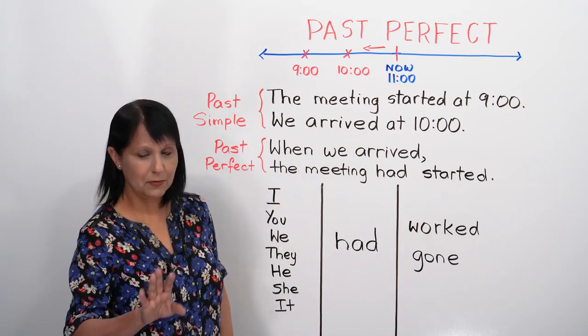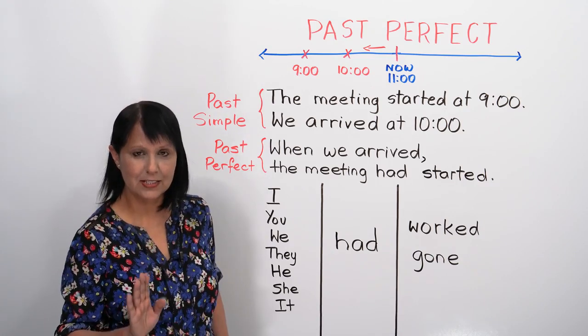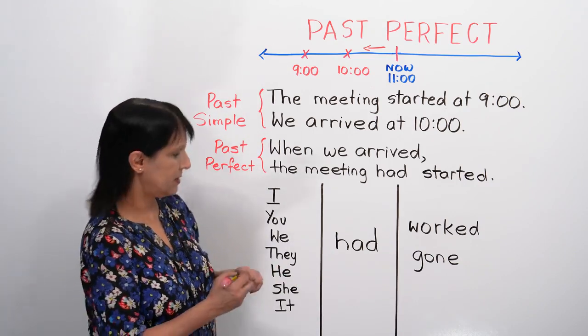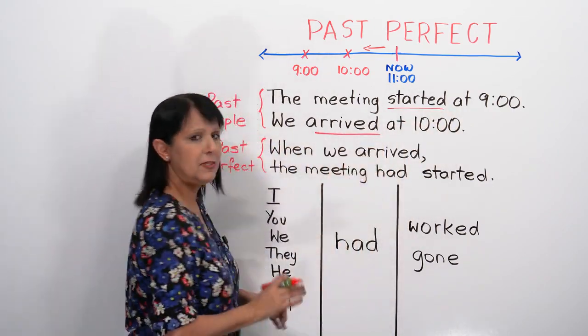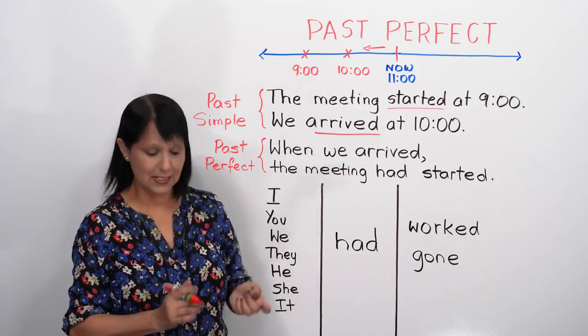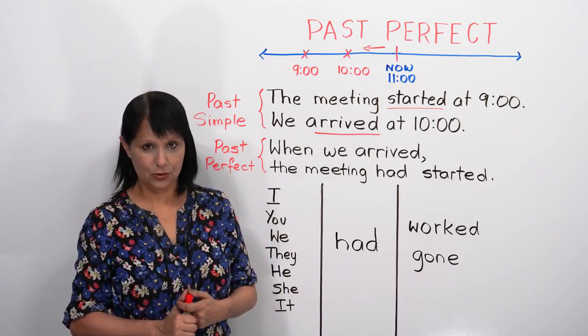Now, right now, this is not past perfect. These are just two simple sentences in the simple past or the past simple, right? The meeting started, we arrived. These are past simple sentences, and they're two separate sentences. But we are now going to connect them in a certain way.